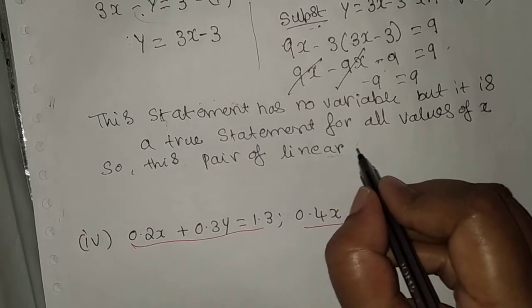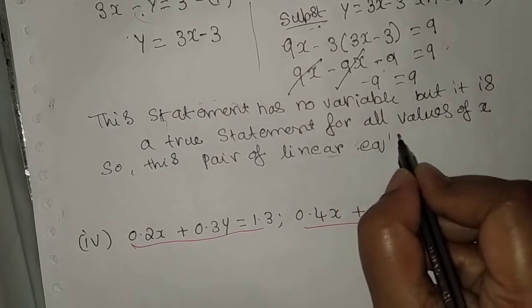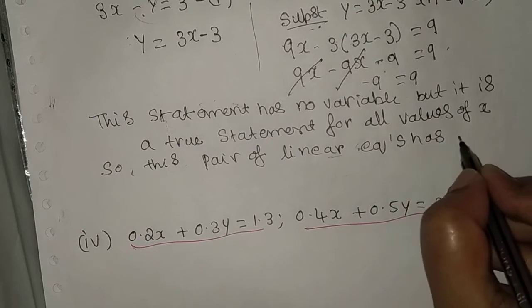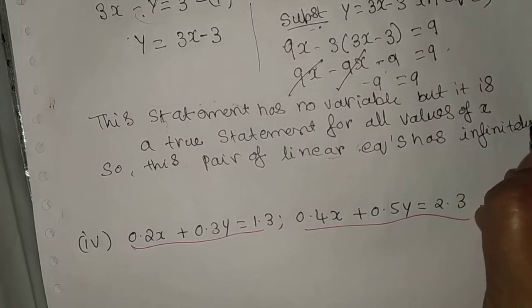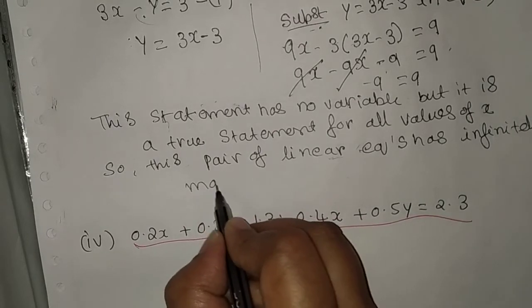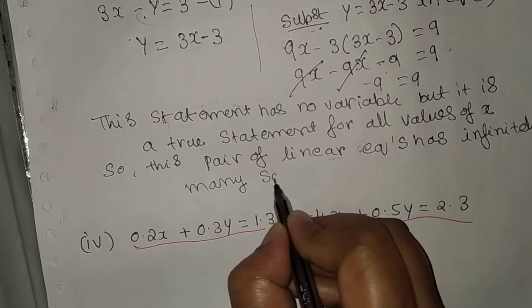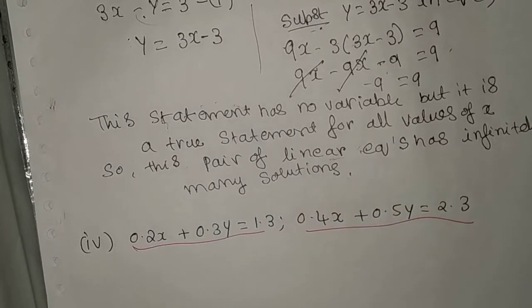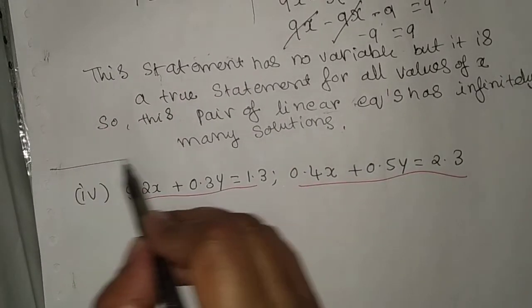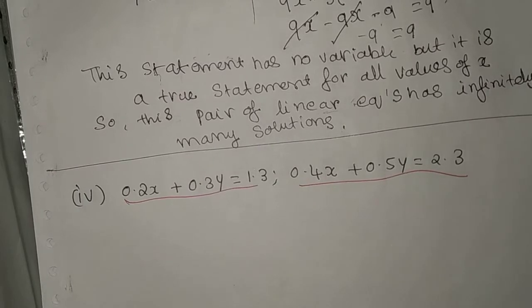So this pair of linear equations has infinitely many solutions. So these are the two lines you just write. Now we finish this one, the third problem. We move on to the fourth one.